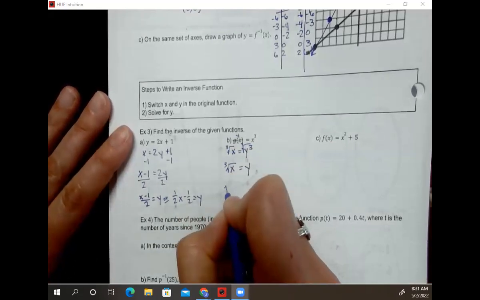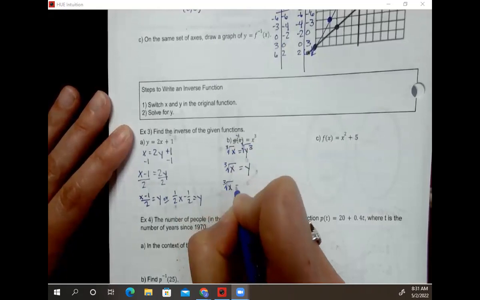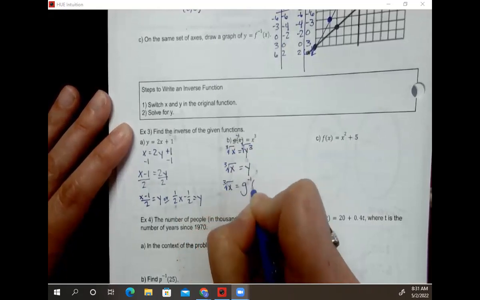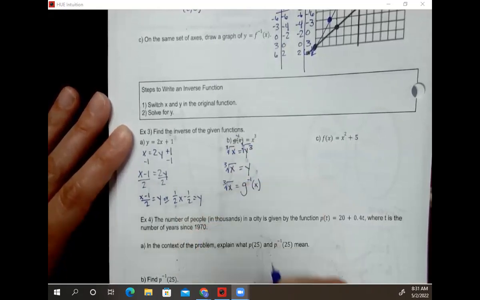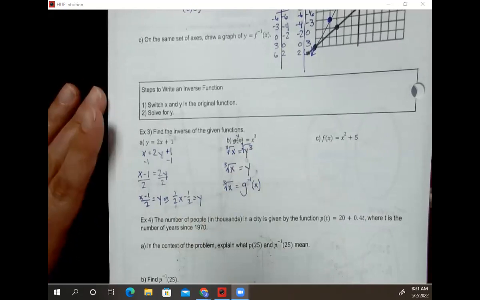We could also write this as the cube root of x equals g inverse of x. Either of these would be fine. Either of those is our inverse function.